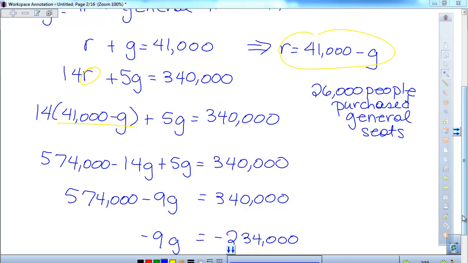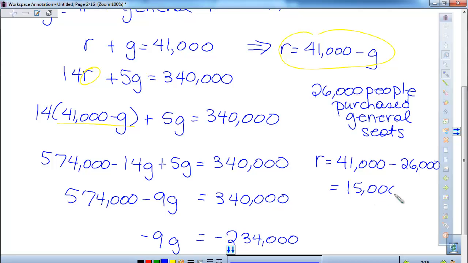Okay, in order to figure out how many purchased the reserved seats, we'll use our expression for R. Okay, so R equals 41,000 minus G, which was 26,000. So we get 15,000. Okay. So we can say 15,000 people purchased reserved seats.